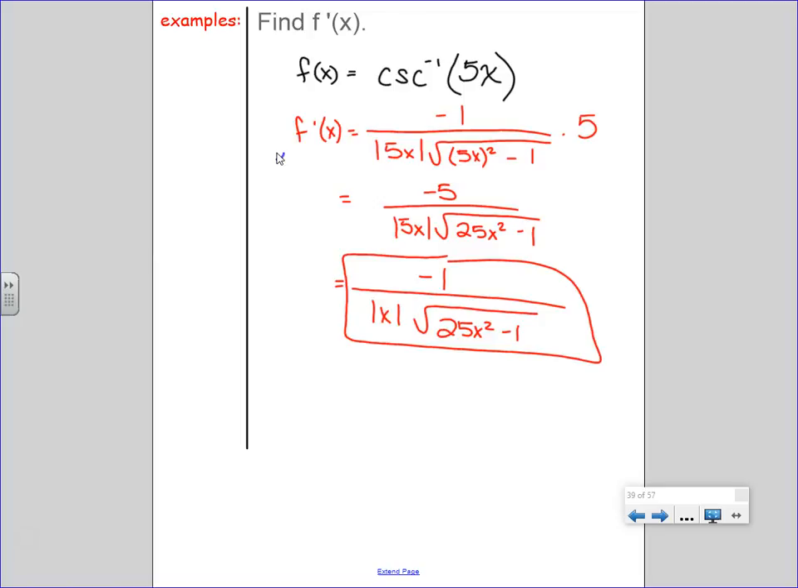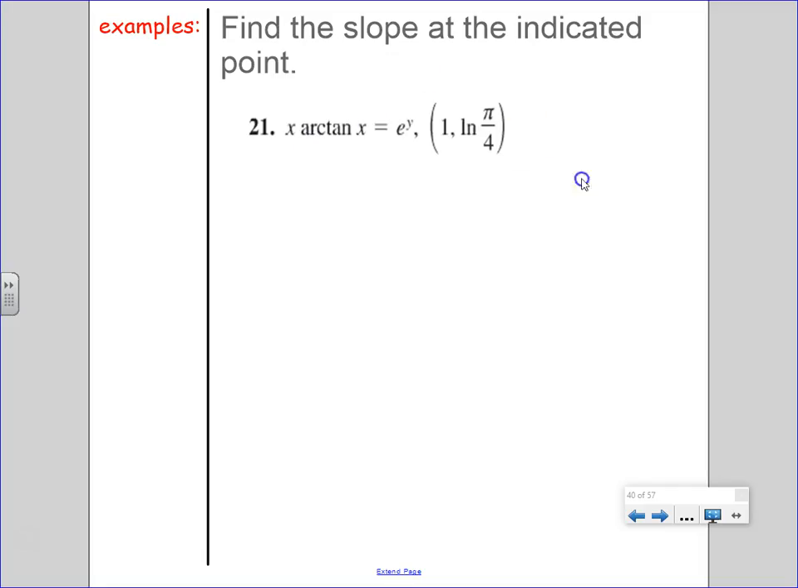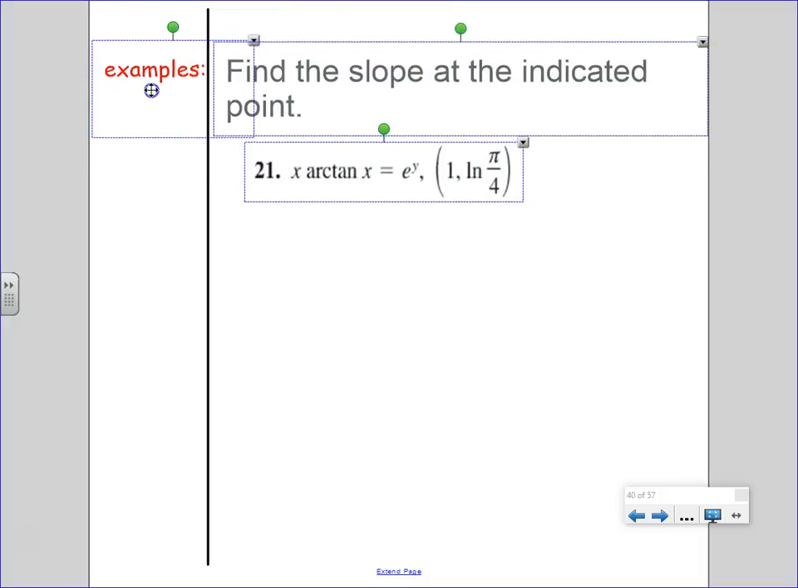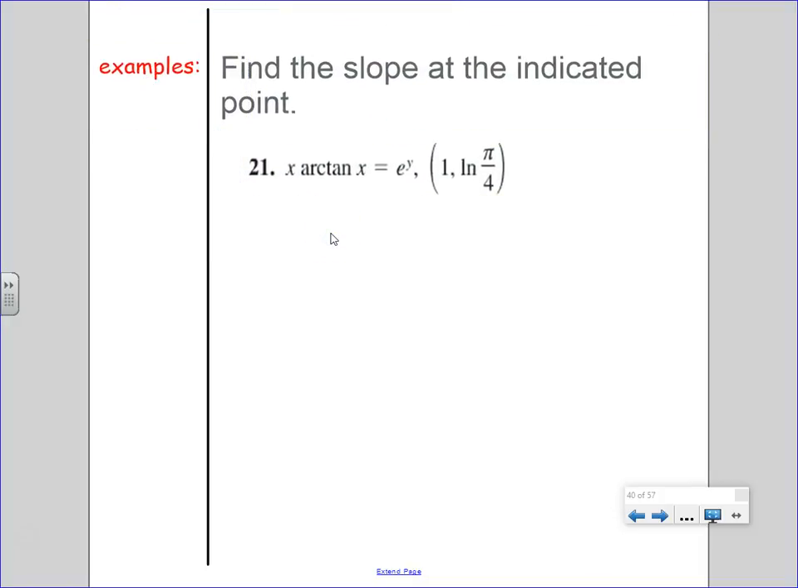Last example. Oh no, what does it mean when it says find the slope at the indicated point? This is like nothing we've done before. Extra work. No, it's not that bad. It doesn't say tangent line equation, it says just the slope, and slope means what? Derive it, and plug in the point. If it needs x's and y's, we plug in x's and y's. If it only needs x's, we only plug in x's. But if it wants a slope, I need to plug in the point at the end.